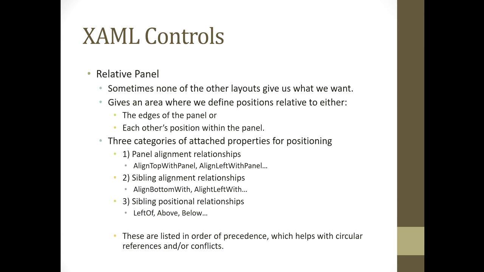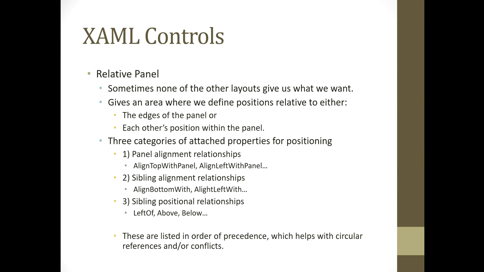Relative panel, okay, gives us tremendous flexibility, right? But because we're describing objects in relation to the position of other objects, well, you've got to be careful. It's easy to get a circular reference. If I say that object A would be to the left of object B, but object B thinks it's supposed to be to the left of object A, well, then what's going to happen, right?